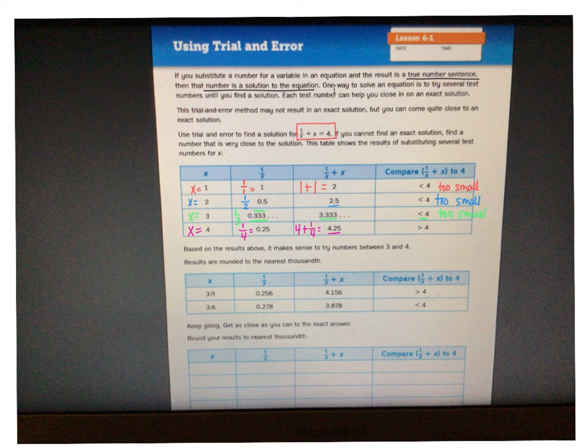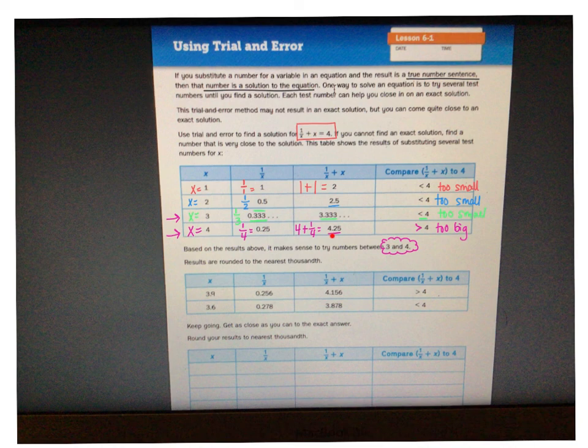Okay, or, sorry, I should have put a decimal there, but you get the idea. Now it's greater than 4, meaning it is too big. 3 was too small, 4 was too big. Based on the results above, it makes sense to try numbers between 3 and 4, because 3 was too small, 4 was too big. Now they noticed that when we used 4, we got 4 25/100. When we used 3, we got 3.3 repeating.